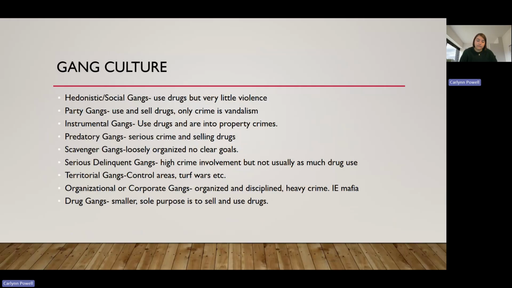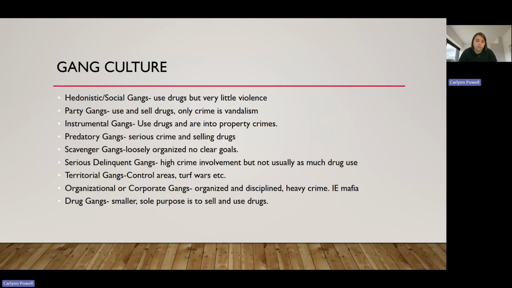Instrumental gangs use drugs and do more property crimes. That could be damaging property, that could be stealing, anything related to taking, breaking, entering. You'll see that the first four have a lot of drug use. Predatory gangs also sell drugs. They do really serious crimes. A lot of these could be ones that maybe you see in the media. Scavenger gangs are super loosely organized. There are no clear goals. Maybe they come and go. There's not a lot of longevity within these gangs. There's no clear leader.